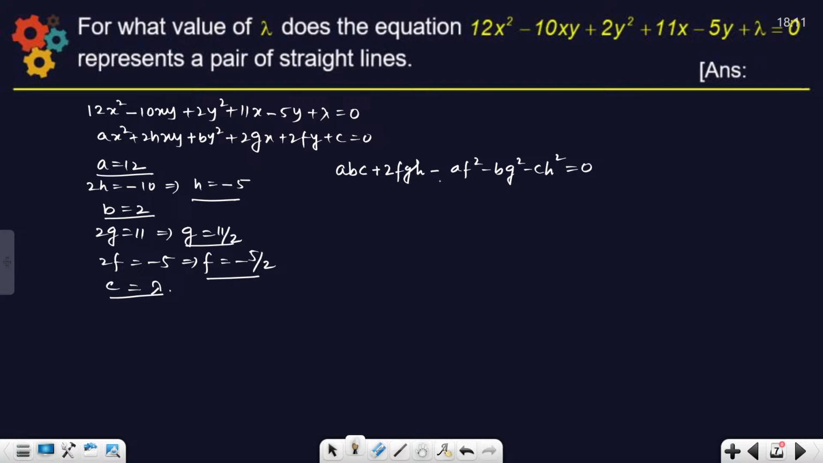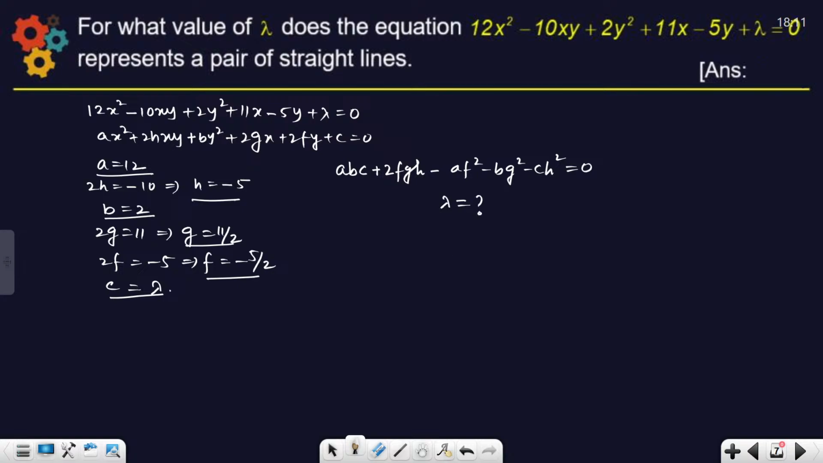So you know all those values. So simply put those values over here. I'm not calculating because it will be a wastage of time otherwise. You simply put all those values here to get the value of lambda.